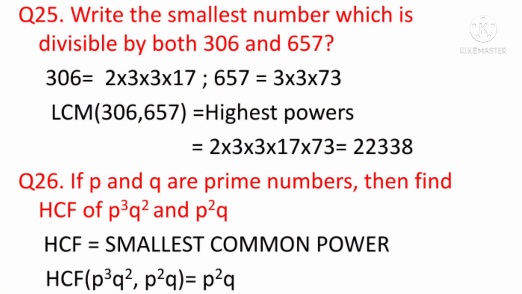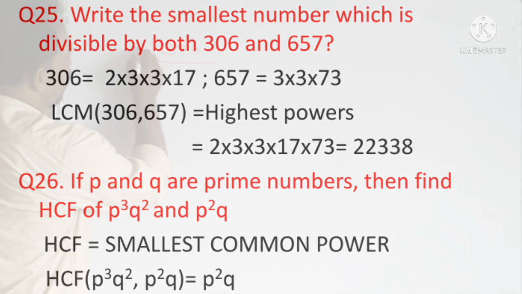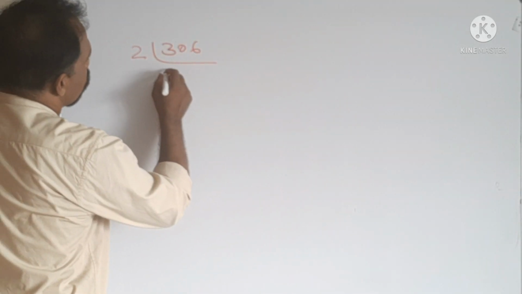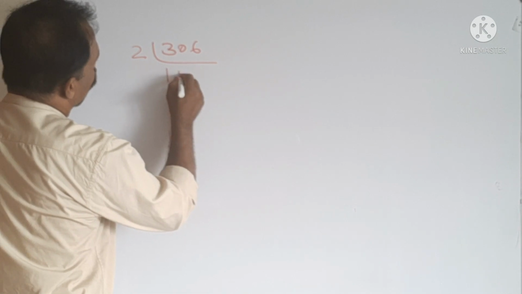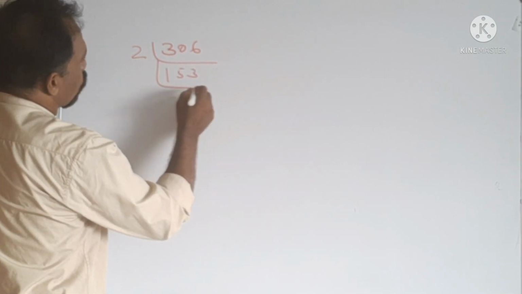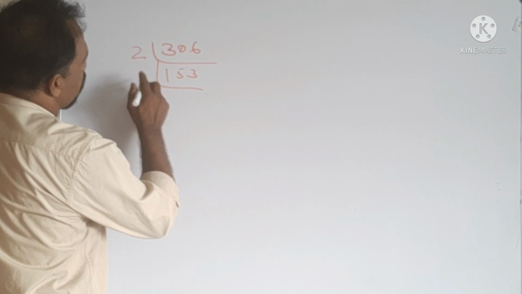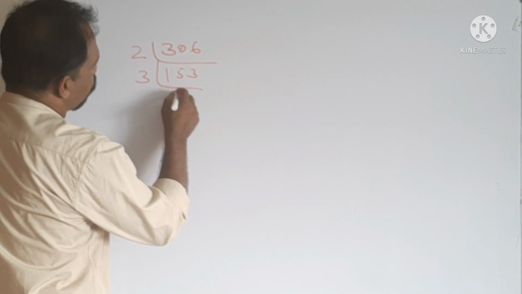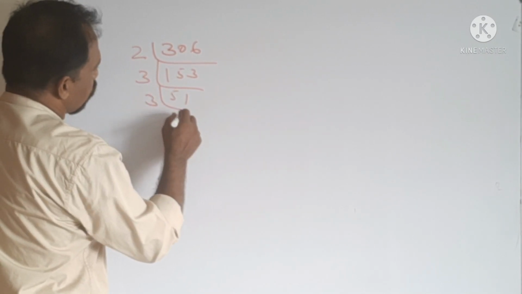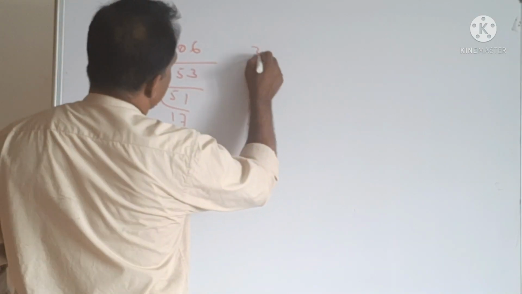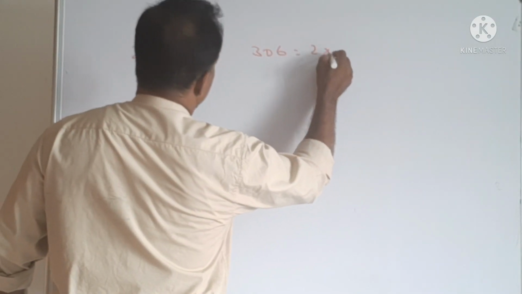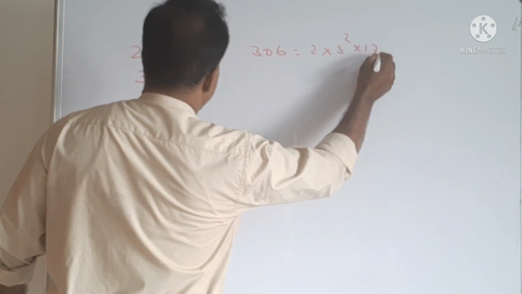Now let us do question number 25. We have to find out the smallest number which is divisible by both 306 and 657. So we have to do the prime factorization of 306, that is 153, so it is 9, so another 3, 51, so 3, 17. So 306 can be written as 2 into 3 square into 17.